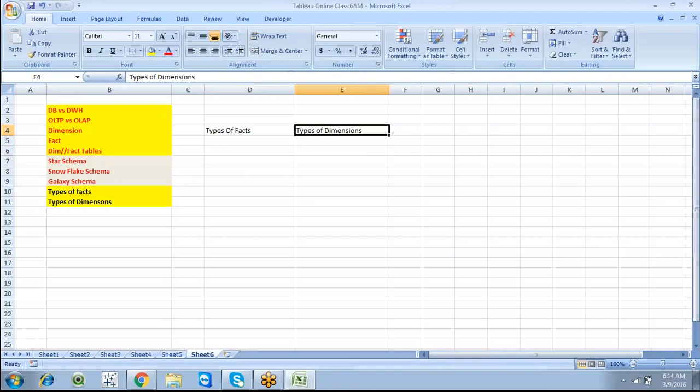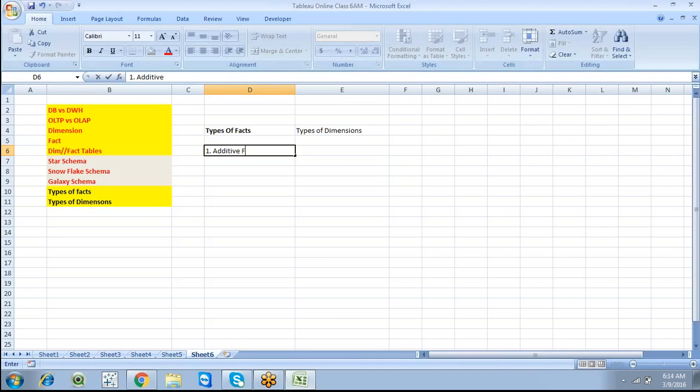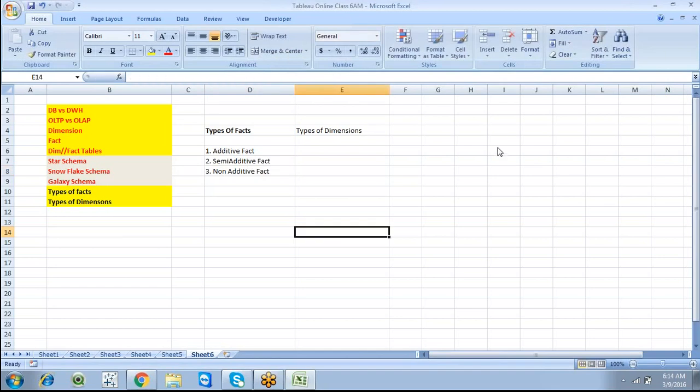We have different types of facts. First, additive fact, second, semi-additive fact, and third, non-additive fact. So additive fact, semi-additive fact, and non-additive fact.